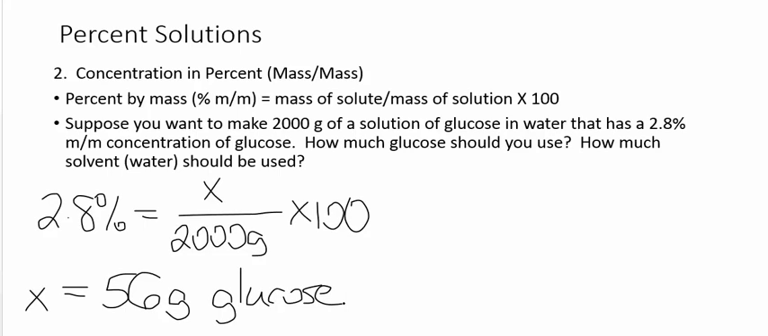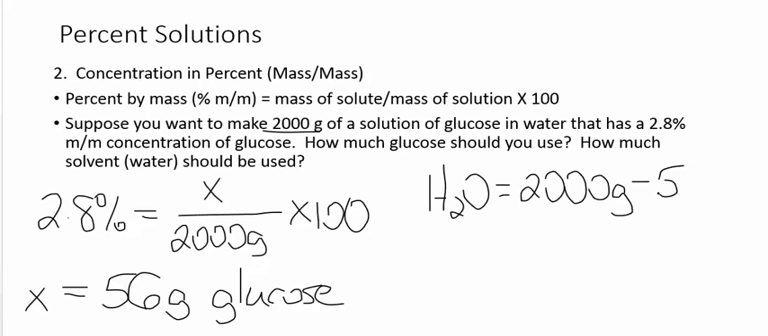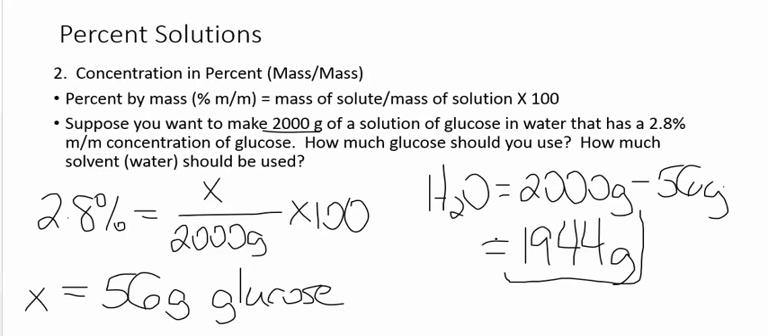How much water should I use? Well, I've got 56 grams of glucose. I know my total solution is 2,000 grams. So the mass of water would simply be the 2,000, which is the total, subtract the 56, which is the solute. So the amount of solvent, which is water, is 1,944 grams. So those are the two answers for that problem.